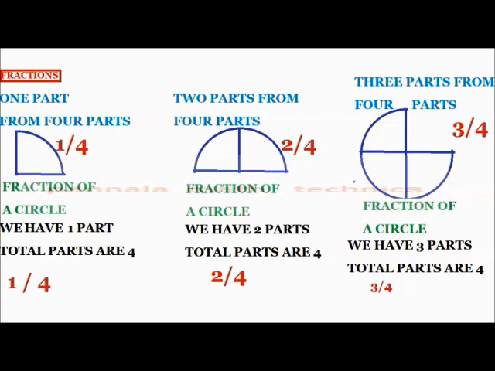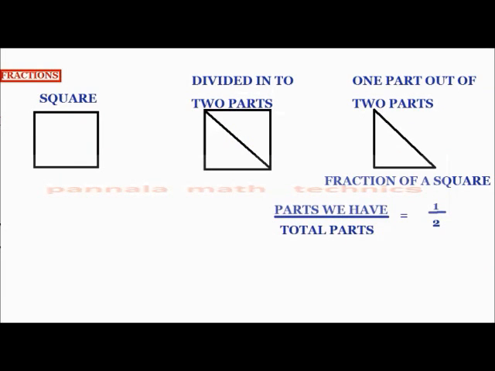In the figure, one part from four parts. So we have one part and the total parts are four parts. So it represents 1 by 4. Two parts from four parts, 2 by 4. Three parts from four parts, 3 by 4.